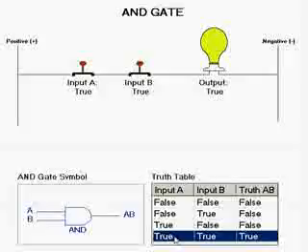But when both A and B are true, then the output is true. This is the only time that the output is true with the AND gate.